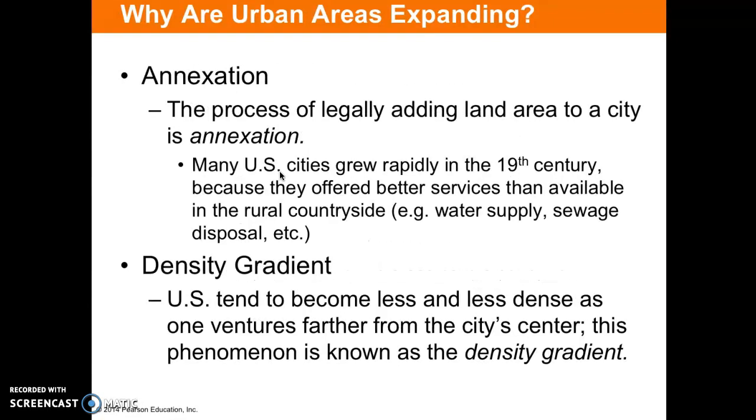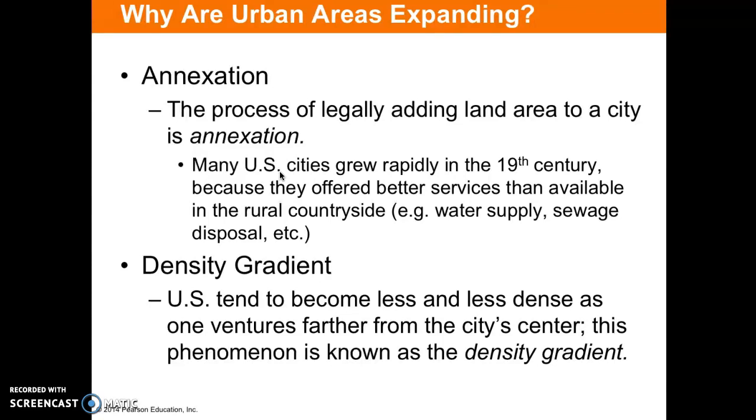When we talk about annexation, that is the process of legally adding land area to a city. So in the 19th century, a lot of cities grew rapidly because they offered better services than in the countryside, things like water supply, sewage disposal, electricity. And as they incorporated rural areas, they were annexing the area.